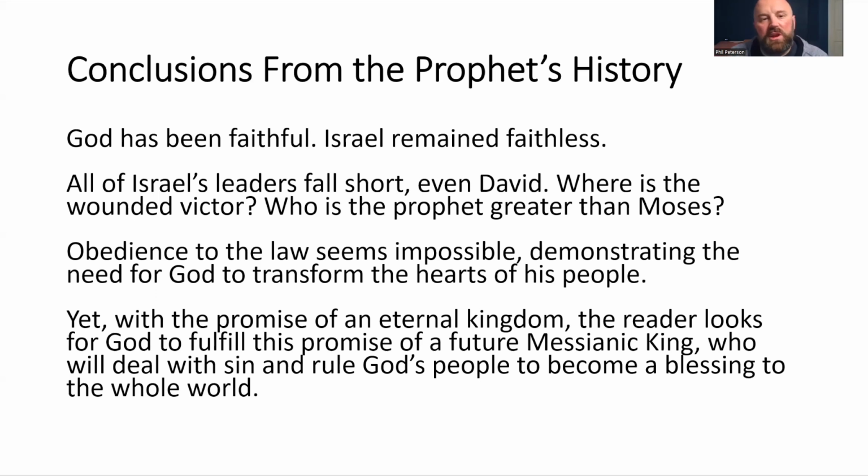And so from the beginning, the reader has looked for the wounded victor of Genesis 3, a prophet like Moses from Deuteronomy 18, but all of Israel's leaders fell short, even David. And while God continued to work through his rebellious people, obedience to the law really seems impossible. And it's demonstrating the need for God to transform the hearts of his people as promised in Deuteronomy 30. And so now with the promise of an eternal kingdom from 2 Samuel 7, the reader is left hopeful for a future blessing and now looks for God to fulfill this promise of a future messianic king.